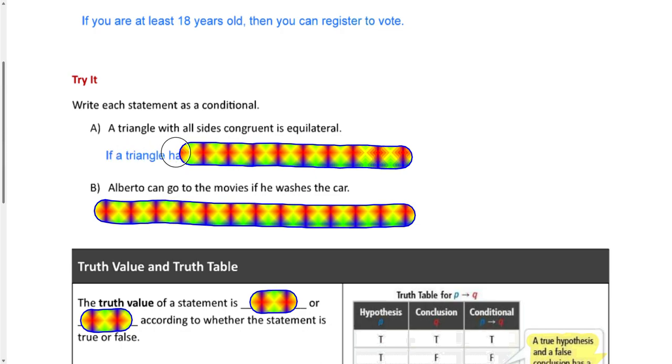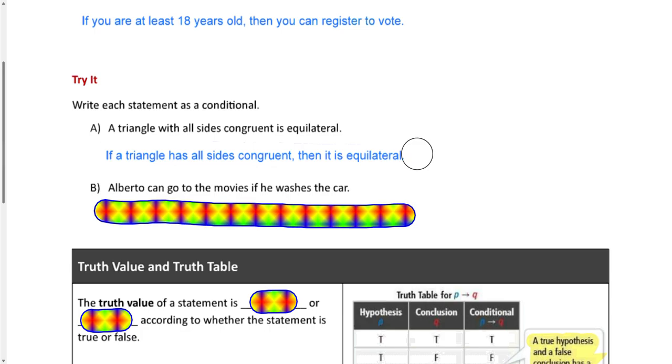If I have a triangle that has all sides congruent, then I can say it is equilateral. So again, if a triangle has all sides congruent, then it is equilateral. All right, let's try that with another one.